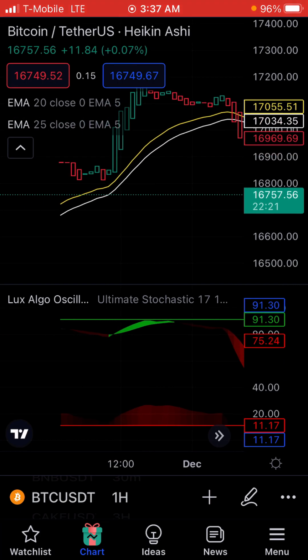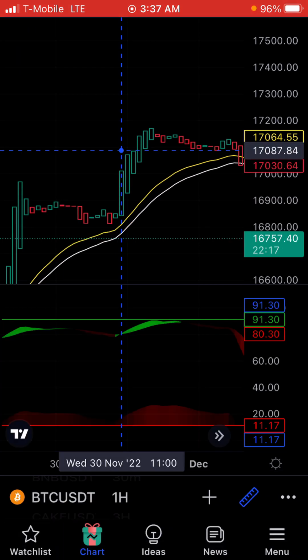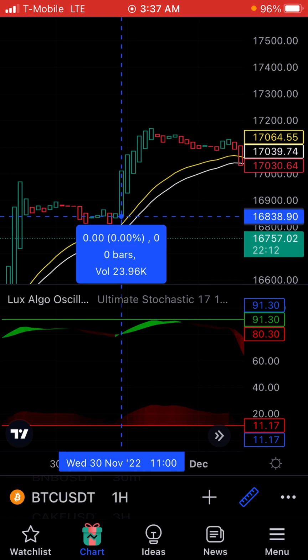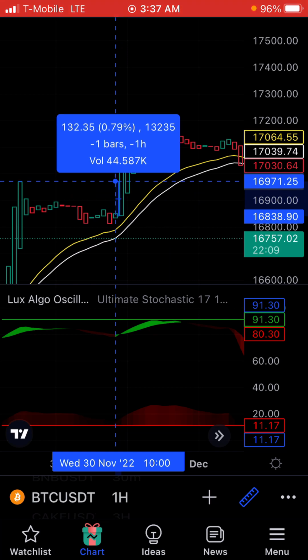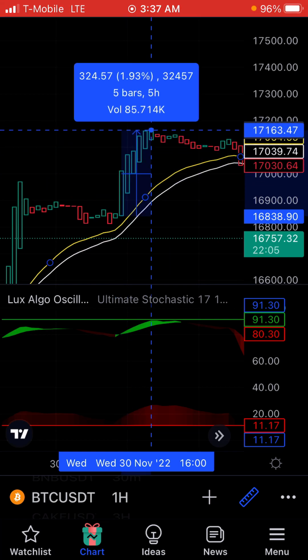Now we see a red cloud right here. Usually signifies a little bigger of a run. You get in right here. That's where the red cloud starts. You also see the green line there. This one is almost a 2%.